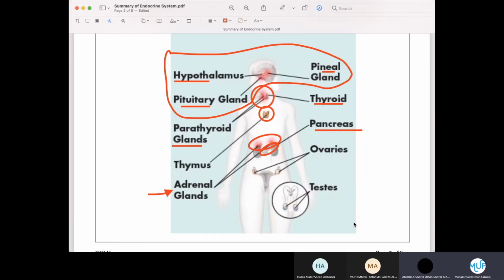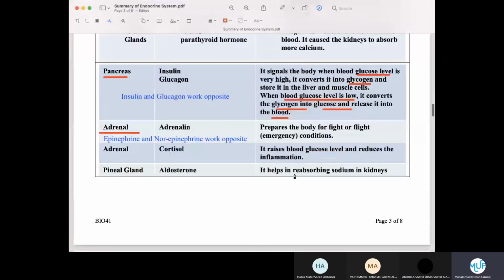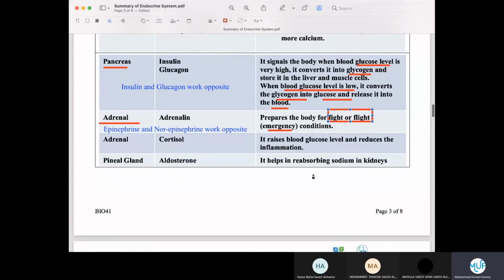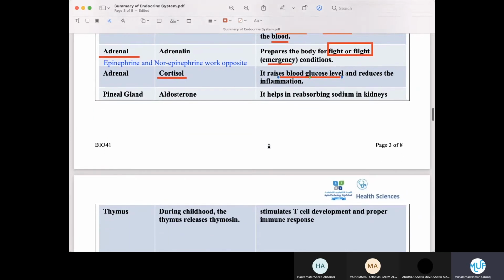Yes, very good. On the top of the kidneys, they are called the adrenal gland, and they are very important to prepare you for emergency conditions. These emergency conditions are also called fight or flight conditions. The adrenal gland also releases cortisol, which increases your blood glucose level and reduces inflammation.